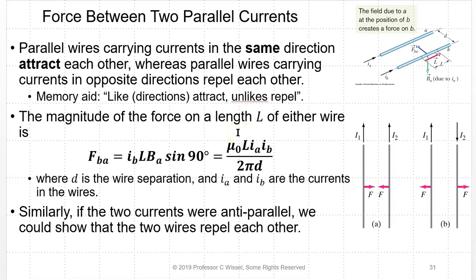The magnitude of the force on a length L of either wire is F_BA equals I_B L B_A times the sine of 90 degrees. And we can rewrite that as mu naught times L times I_A I_B, divided by 2 pi D. Now D is the separation between the two wires. I_A and I_B are the currents in each of the wires. If the two currents are anti-parallel, that is in opposite directions, the two wires would repel.